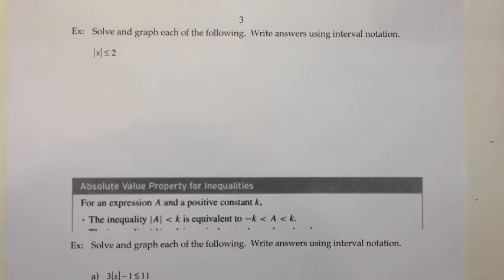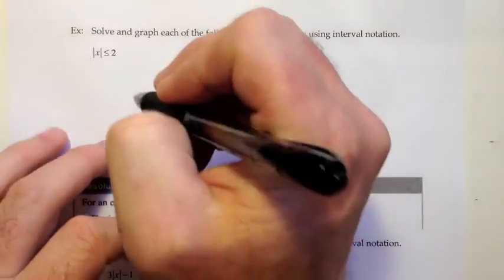Alright, continuing on with absolute value, but now we're going to start looking at solving inequalities with absolute values instead of equations. So they want us to solve and graph this one and write the answer in interval notation, and we have the absolute value of x is less than or equal to 2. So if I restate that as distance, it says the distance from x to 0 is less than or equal to 2 units away. So let me go ahead and think about that graphically.